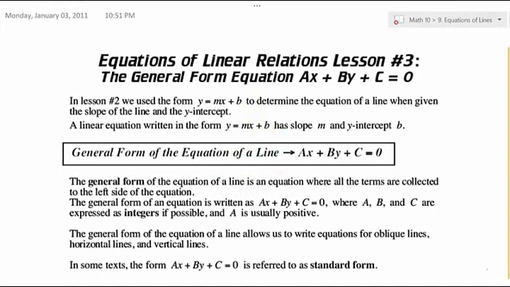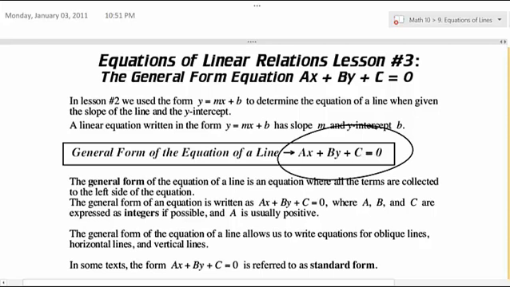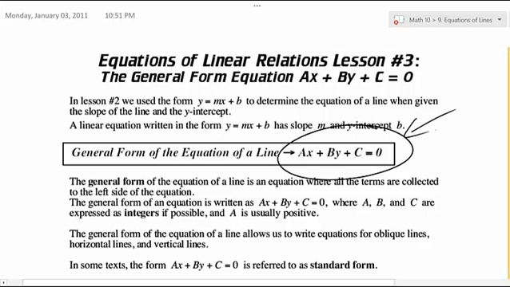Hi class, welcome to Equations of Linear Relations lesson number 3. You've got Mr. Robinson here talking to you about the general form equation, which is this right here. We've been looking at the y equals mx plus b equation, and we're going to change things around so that we've got this equation where everything is going to be on the left side of the equation. A couple things about that. This general form tries to make these integers here and this one positive as well.